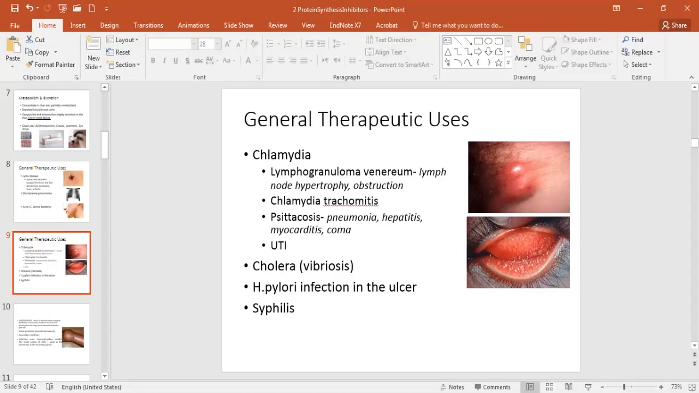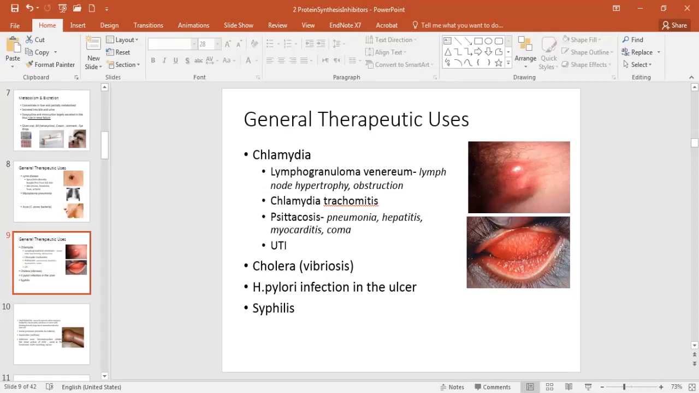And the drug of choice here is tetracycline or doxycycline. There are other diseases that can be treated by tetracycline. Cholera, vibriosis, sometimes called vibriosis. Maybe this is a rare use of tetracycline for intestinal pathogens or in treatment of bacterial diarrhea. It is used for cholera. It is also used for H. pylori that is causing an ulcer, and in treatment of syphilis.